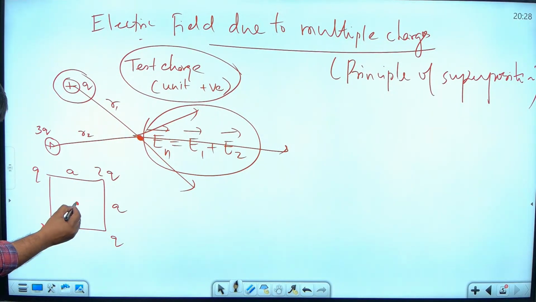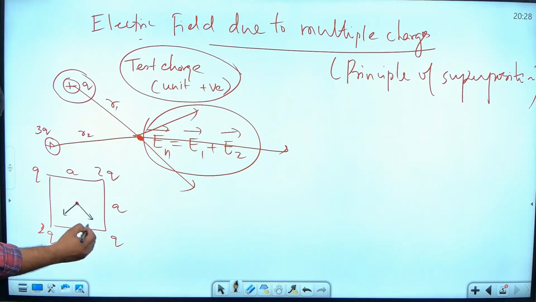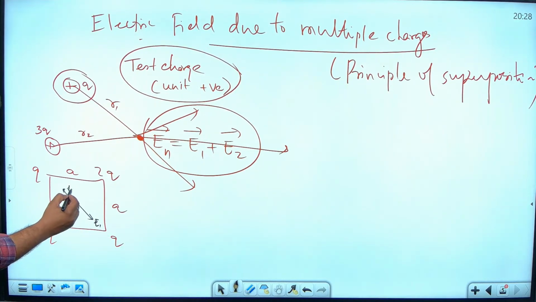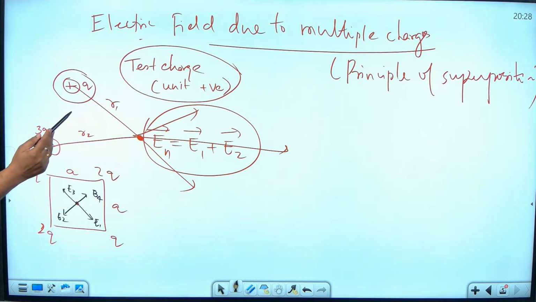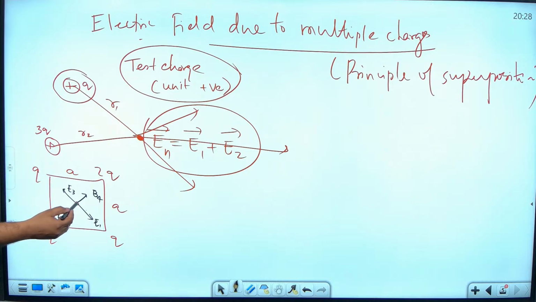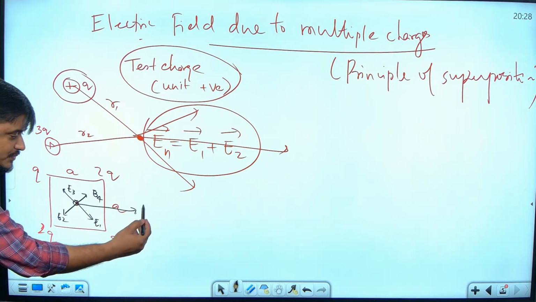this Q as a repelling field. This 2Q as a repelling field. Let it be E1, let it be E2. This Q as a repelling field, let it be E3. And this 2Q as a repelling field, let it be E4. Luckily, since these two Q are the same, E1 and E3 will cancel each other, kQ by r square, 0. Once again, E2 and E4 will cancel each other, 0. Net electric field here will be 0.